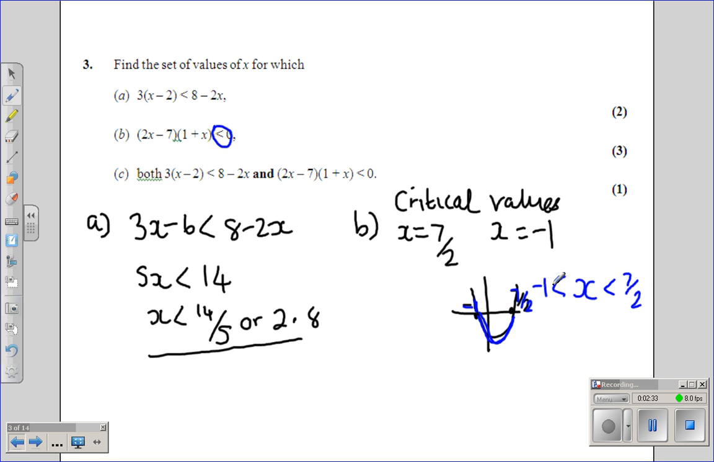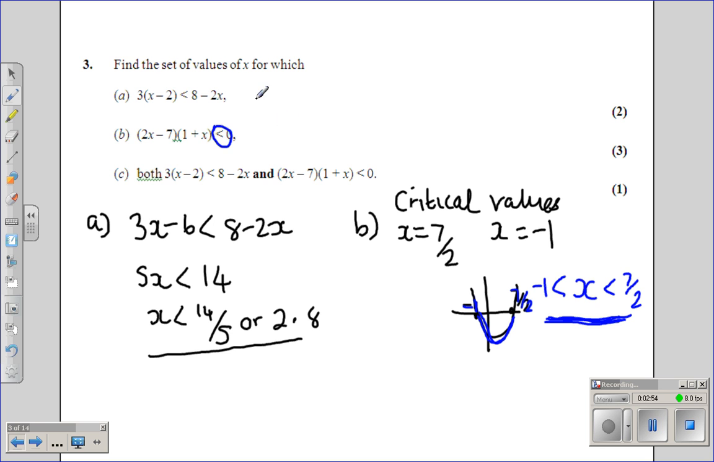So that says x must be greater than -1 and less than 7 over 2. That's the only place where this function is less than 0 below the line. So we'll leave our final answer in blue. You don't have to write in blue. Underlined like that. Part C, let's go back to the black.